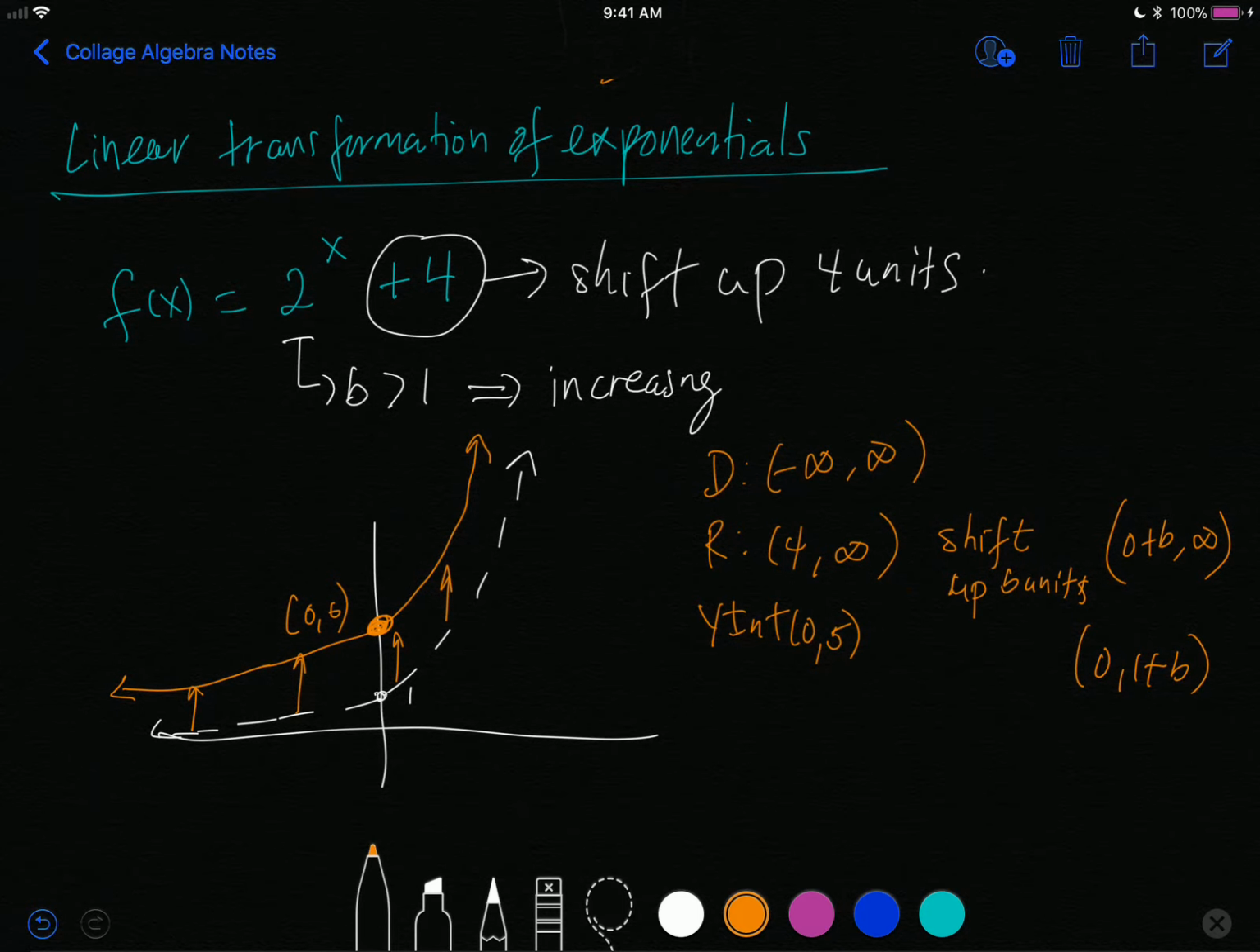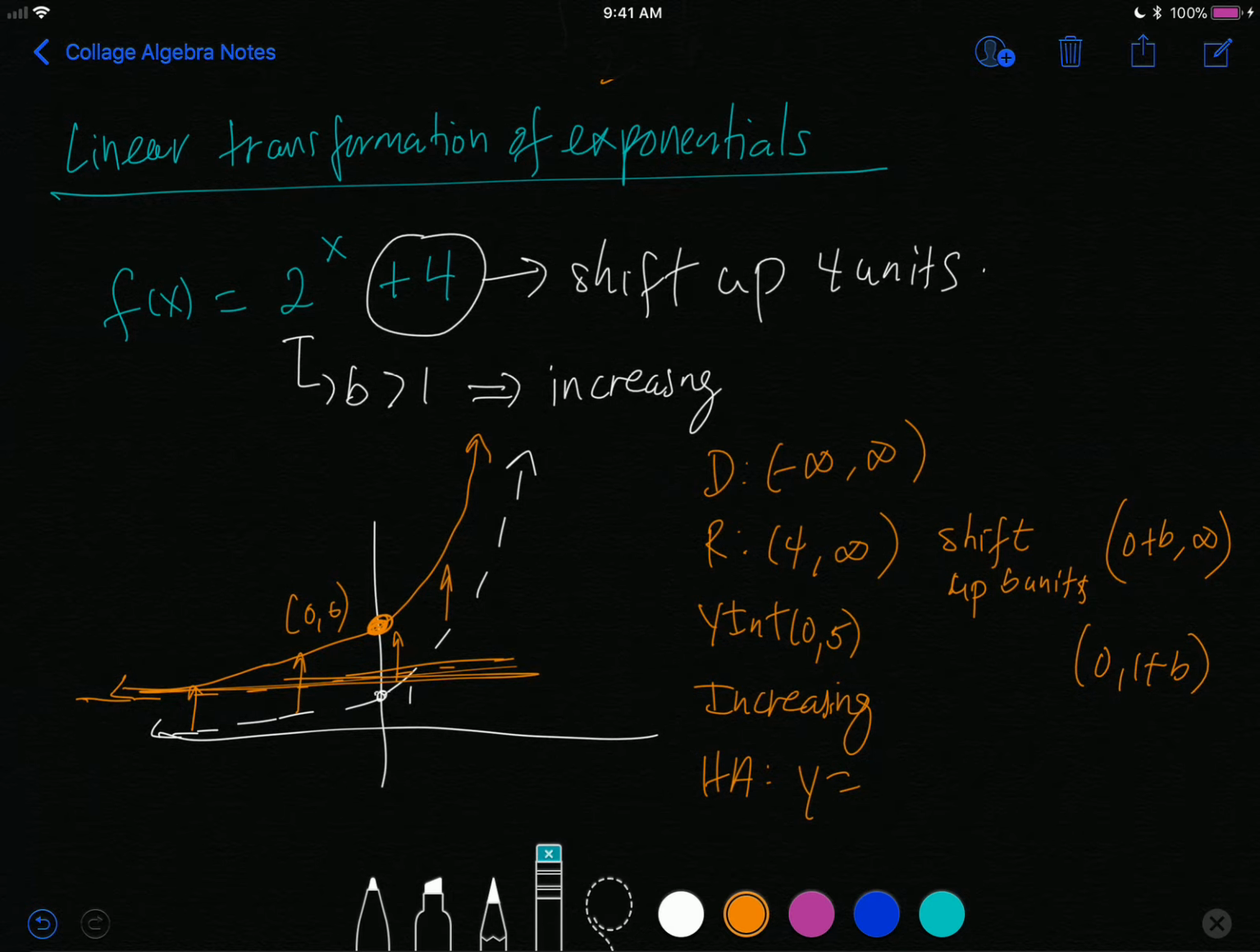This graph is increasing still. Increasing doesn't change when I shift the graph up or down. And the horizontal asymptote, your HA, it used to be y equals 0, but I'm shifting the graph up, so the horizontal asymptote is now higher. If it was at 0 and I go up 4 units, 1, 2, 3, 4, the horizontal asymptote will now be at 4. And so my HA is always going to be y equals 0 plus b.